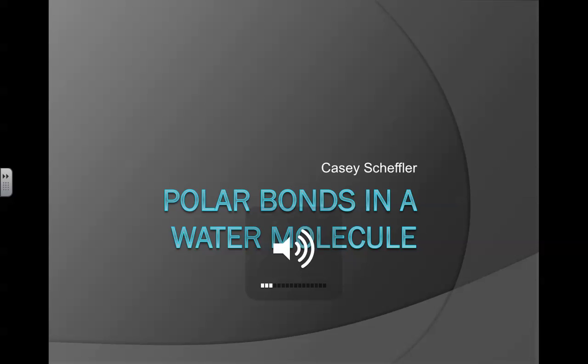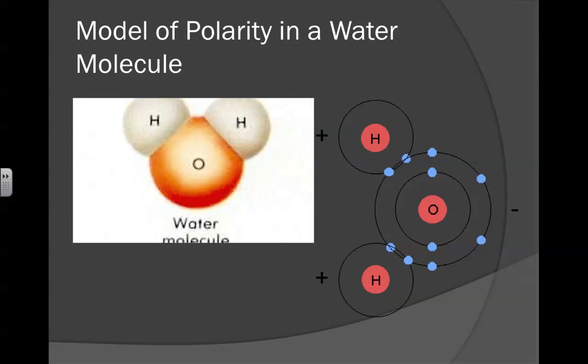Polar bonds in a water molecule. This is a model of polarity in a water molecule. On the picture on the right, you can see that the electrons orbit mainly around the oxygen nucleus, leaving the two hydrogen nuclei more positively charged.